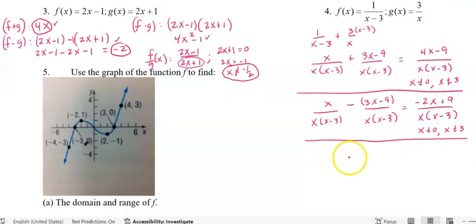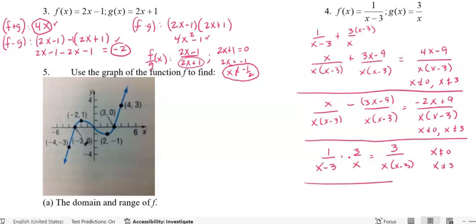All right, and now we're going to do the f times g. So 1 over x minus 3 times 3 over x, and we just multiply fractions. So 1 times 3 is 3 over x times x minus 3, and that's our result for the multiplication. And then we have those same two domain restrictions. X can't be 0 and x can't be 3.